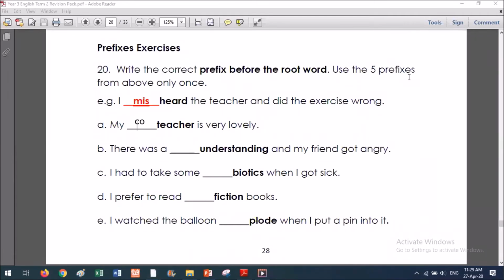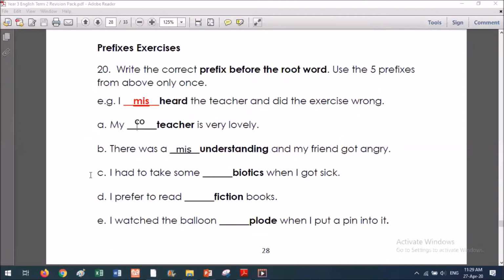Jada? There was a misunderstanding and my friend got mad. Excellent. There was a misunderstanding and my friend got angry. Very good, Jada. Thank you. And Mariam. Letter C, please, Mariam.